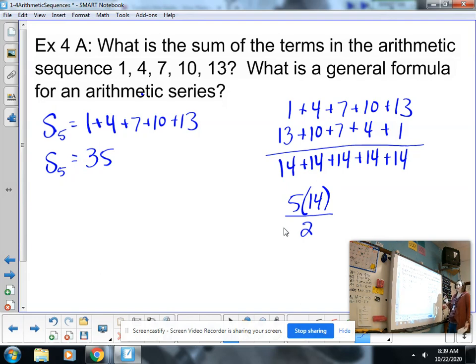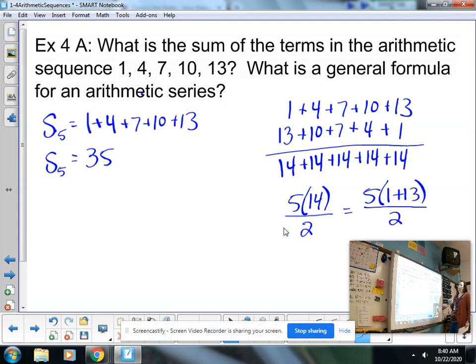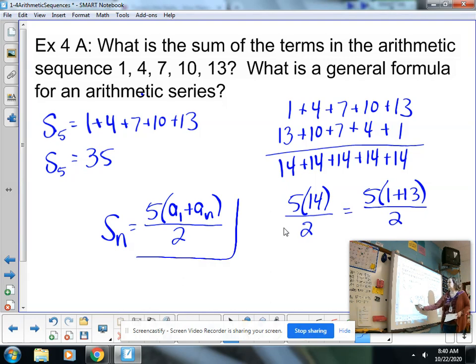Well, how did we get that 14? 14 happens to be the first and the last terms added together. And this is where your formula comes in. Your formula for any S sub n is going to be the number of terms in the sequence (notice I had 5 14s, and there were 5 terms in the sequence), times the first term plus the last term, and then divided by 2. Because you had double the amount, you have to divide it by 2. And that's going to be our formula that we're going to use for sum.